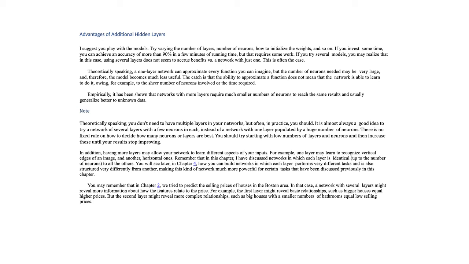In addition, having more layers may allow your network to learn different aspects of your inputs. For example, one layer may learn to recognize vertical edges of an image, and another, horizontal ones. Remember that in this chapter, I have discussed networks in which each layer is identical, up to the number of neurons, to all the others.